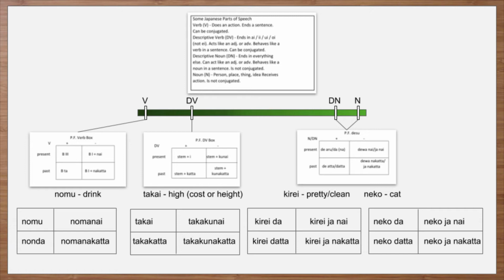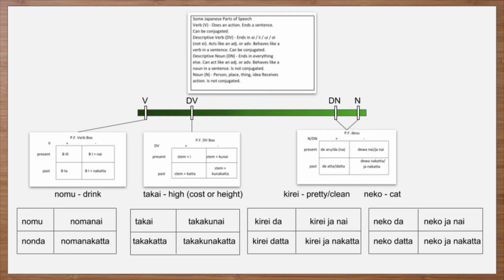Now we will look at descriptive verbs. Much like verbs, the present positive form is dictionary form of the word. To generally say something is high in Japanese, you simply say takai, and that's how it will be found in the dictionary. The stem for these is the word minus the final i, so it would just be taka plus i, or takai. Is high. Present negative is stem, taka, and kunai. Takakunai. Not high, or tall, or expensive.